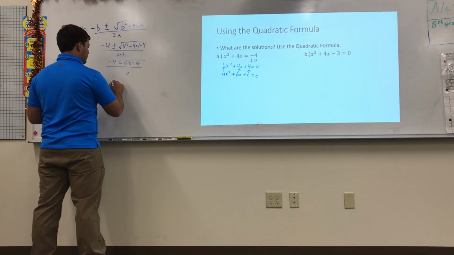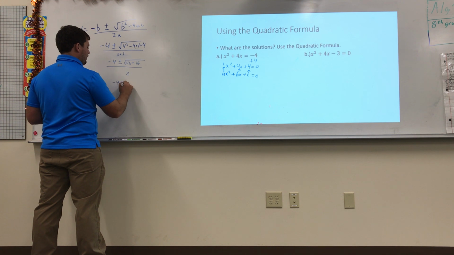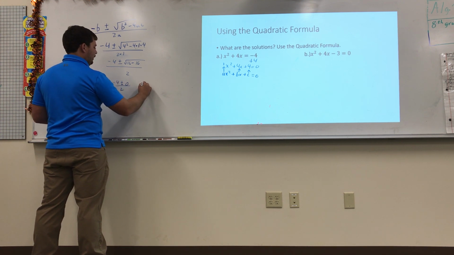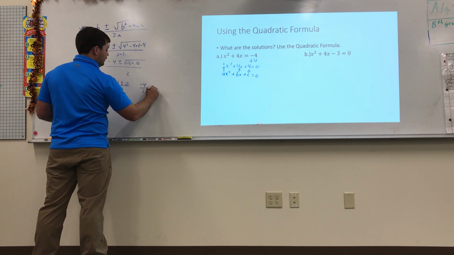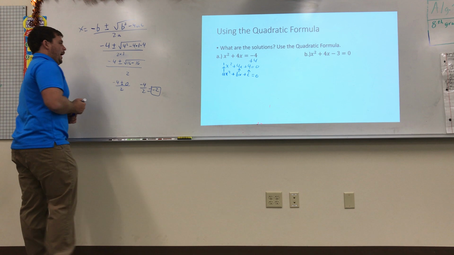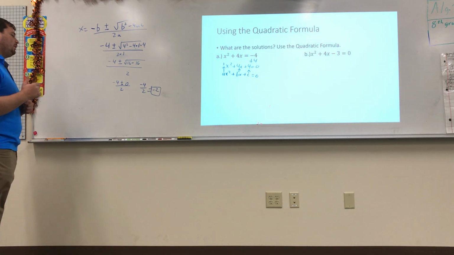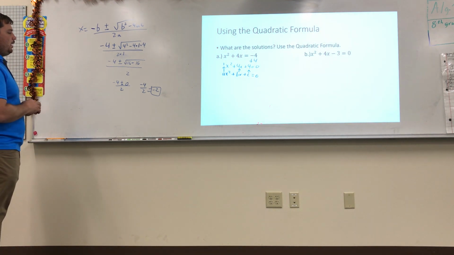That's going to give me 0, so I'm going to get negative 4 plus or minus 0 over 2, which is really going to be negative 4 over 2, which is going to equal negative 2. This one just happens to only have one solution. And later in the lesson, we're going to figure out how to find out how many solutions there are.